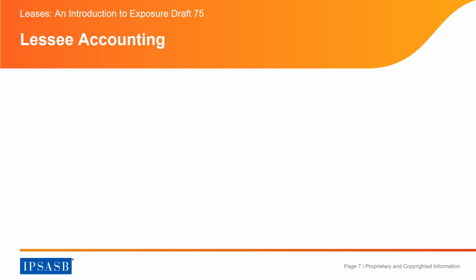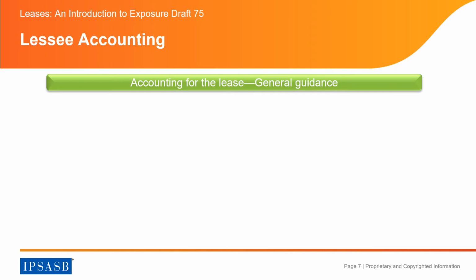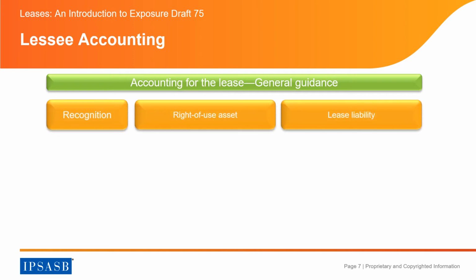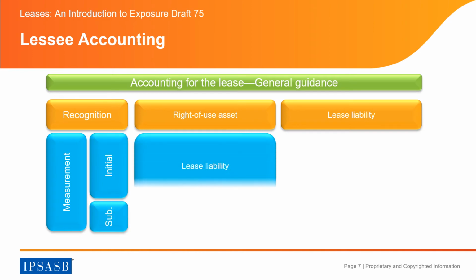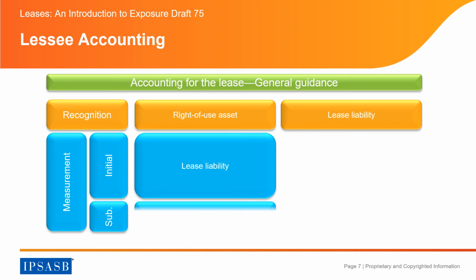Let's have a look in more detail at lessee accounting requirements proposed by Exposure Draft 75. At the commencement of the lease, the lessee recognizes a right-of-use asset and a lease liability. The right-of-use asset is initially measured at the initial value of the lease liability. Subsequently, the right-of-use asset is measured at cost or at fair value.